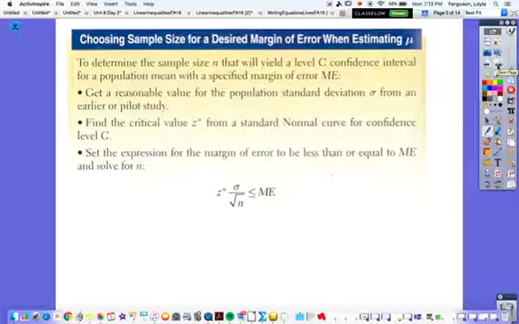Choosing sample size for a desired margin of error when estimating mu. To determine the sample size n that will yield a level C confidence interval for a population mean with a specified margin of error ME, you have to get a reasonable value for the population standard deviation sigma from an earlier or pilot study, find the critical value Z star from the standard normal curve for confidence level C, set the expression for the margin of error to be less than or equal to the margin of error, and solve for n. So you're going to be using Z star times sigma over square root of n less than or equal to the margin of error.